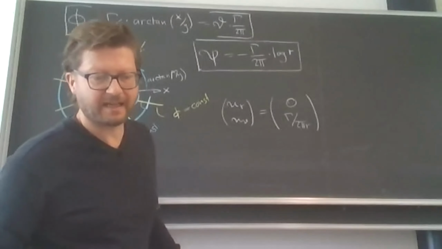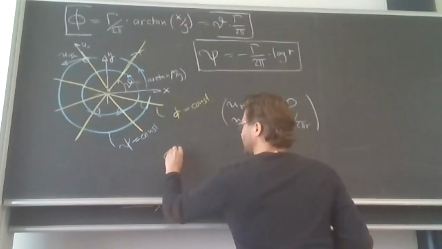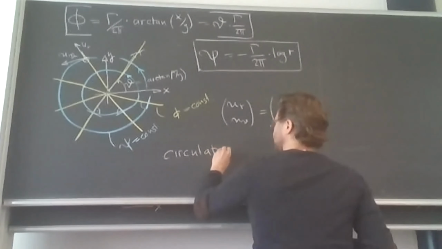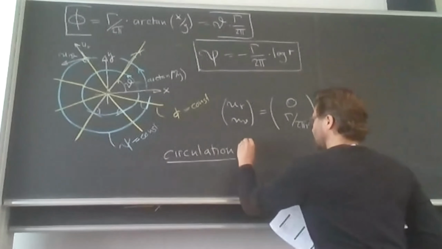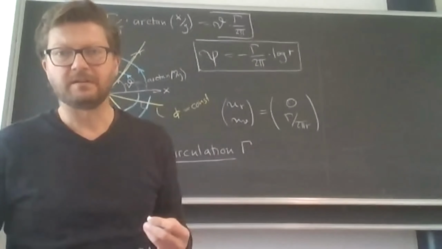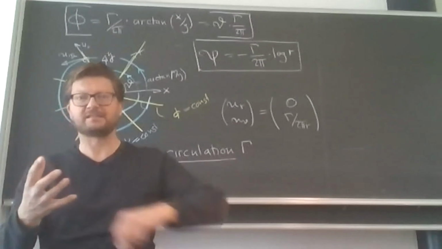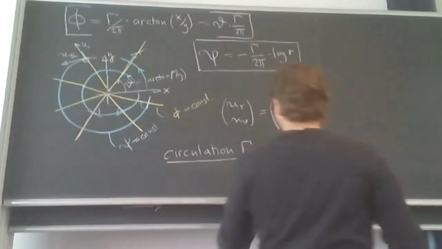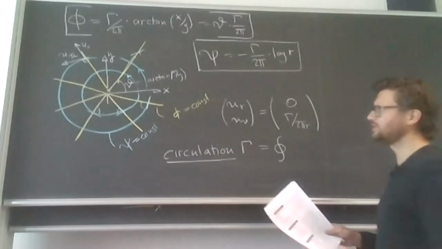Gamma actually has a name. Gamma is called the circulation. Gamma is a quantity, it's a strength of a vortex. The higher gamma is, the faster such a vortex is spinning. And it's actually defined as an integral along a streamline.